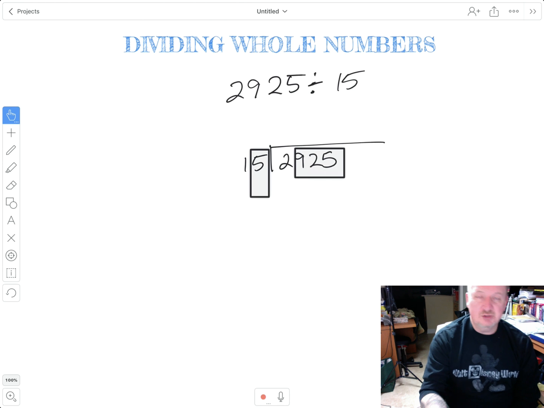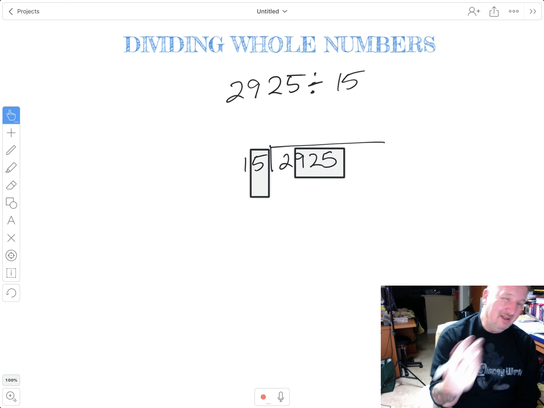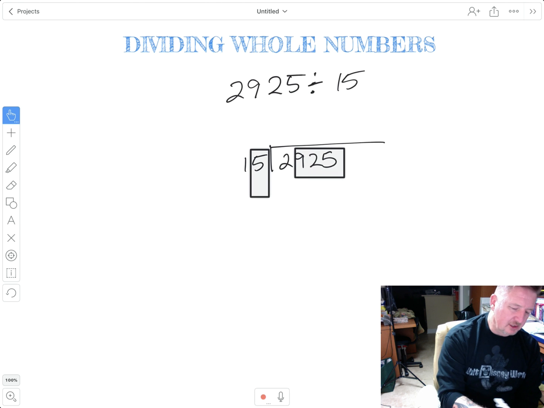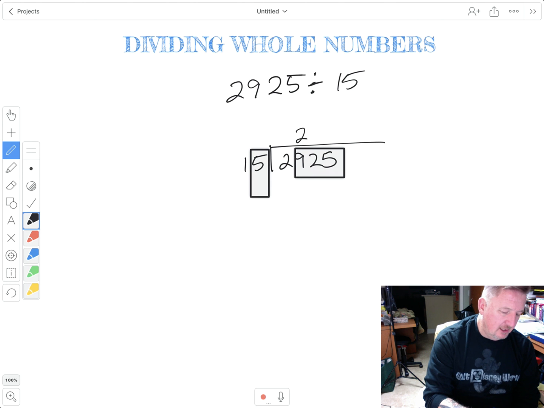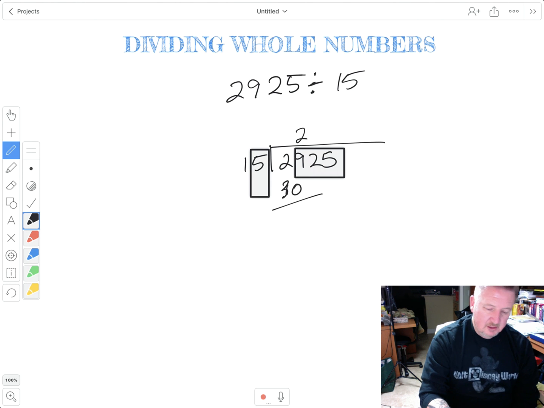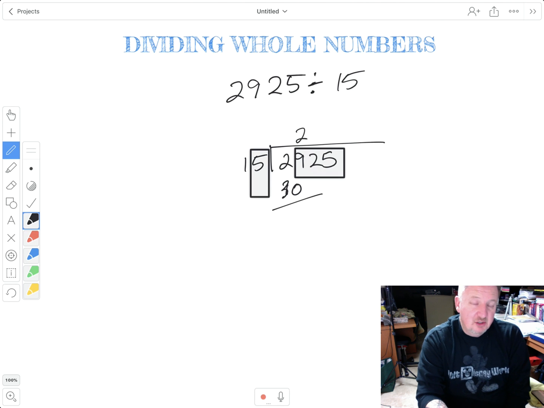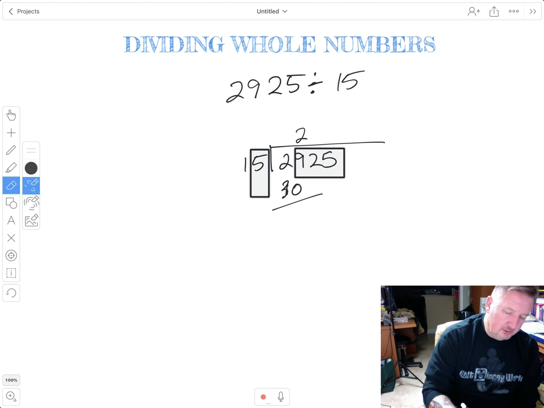So I say, how many times does 1 go into 2? Well, 1 goes into 2 twice. So I have a good chance that it may go in twice. I put the 2 up here, and I multiply 2 times 15, and I get 30. So then it's too big. It's bigger than 29. So 30 will not work, so I need to erase that.